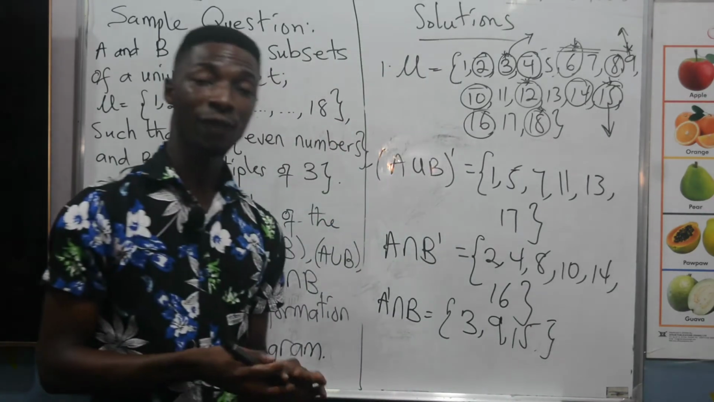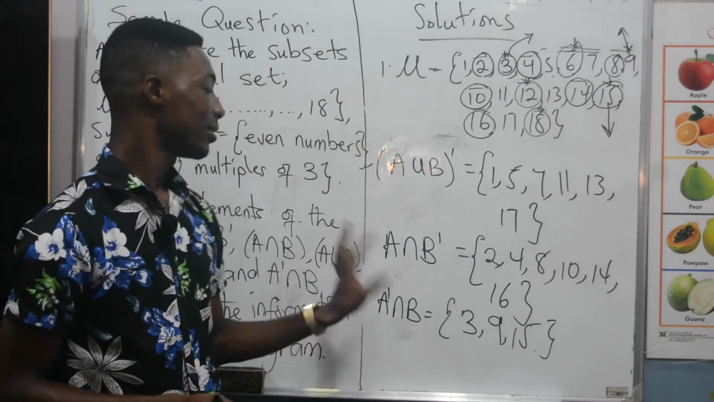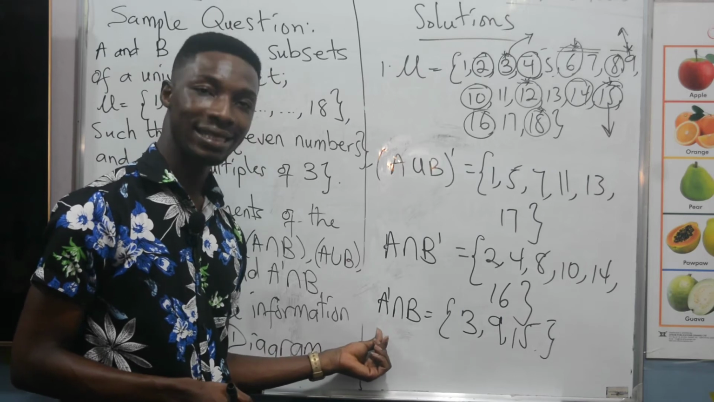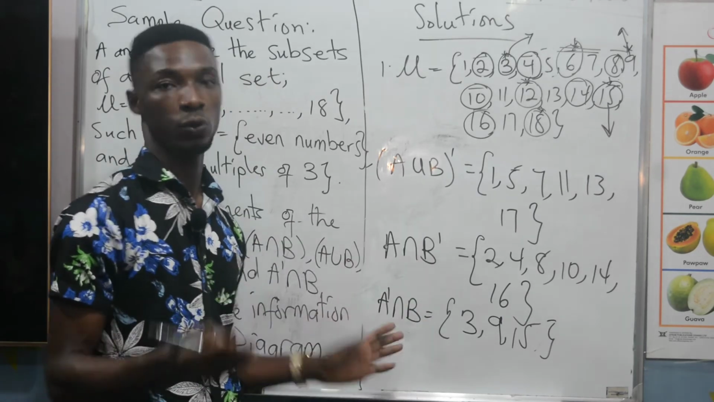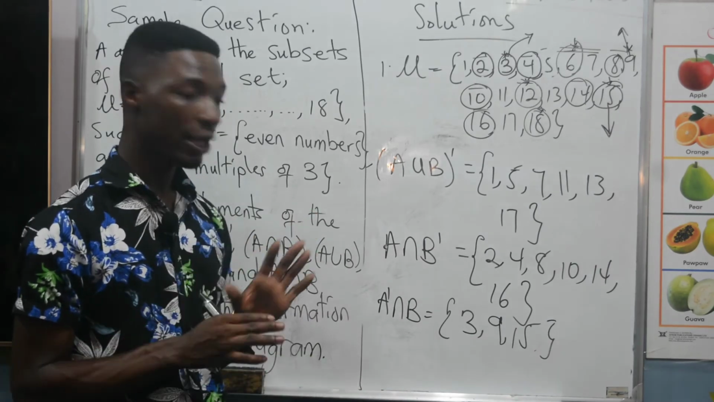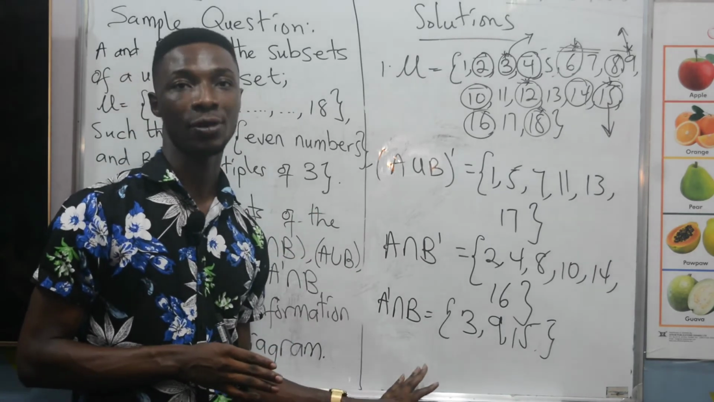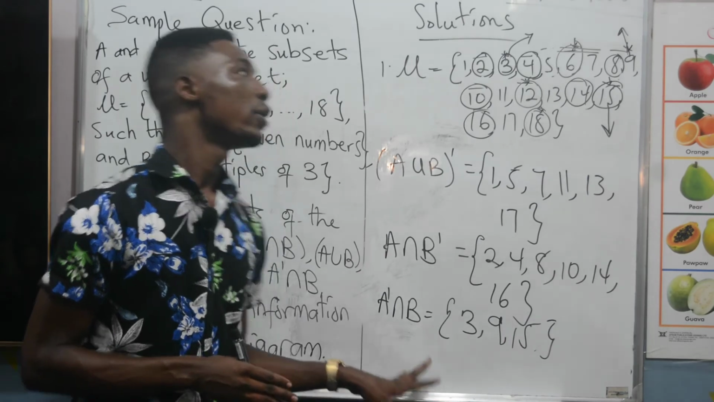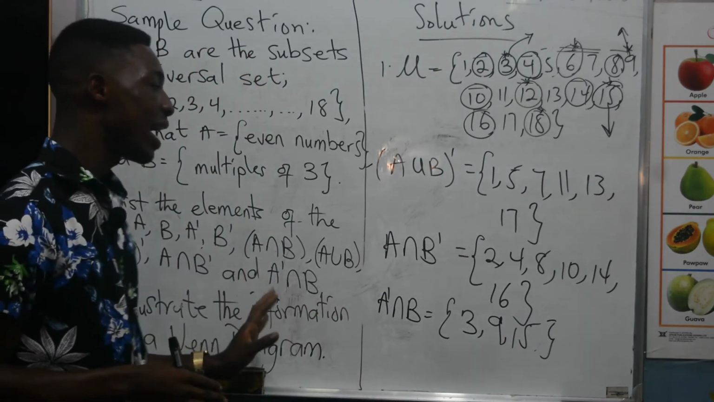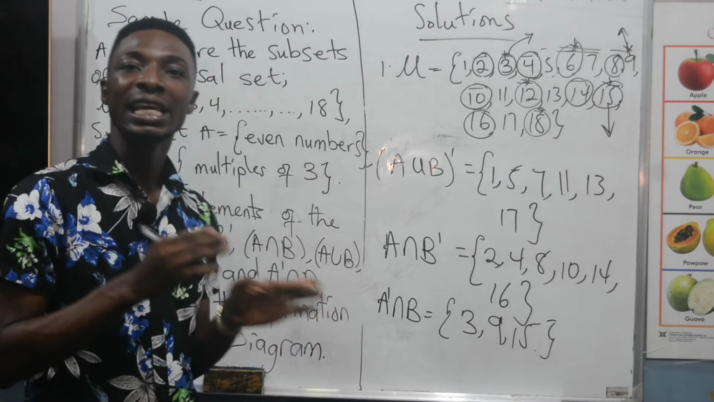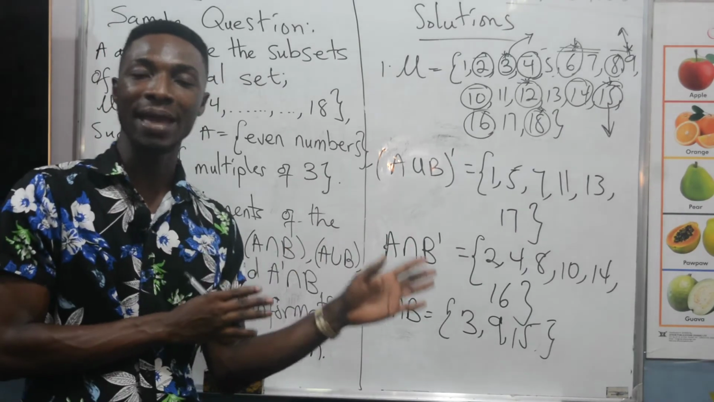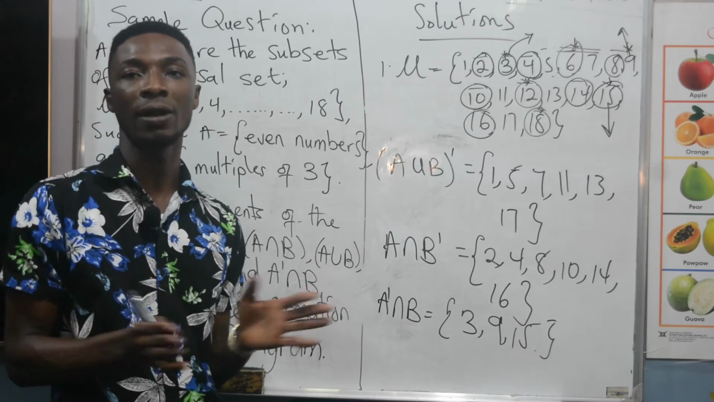You can also find them by checking the A complement sets and the B and selecting your common members from the two sets. Either way, you get the right answer. You get the same thing. So we are done with question 1. I believe by now you'll be able to distinguish between intersections, complements, unions, and all the rest.